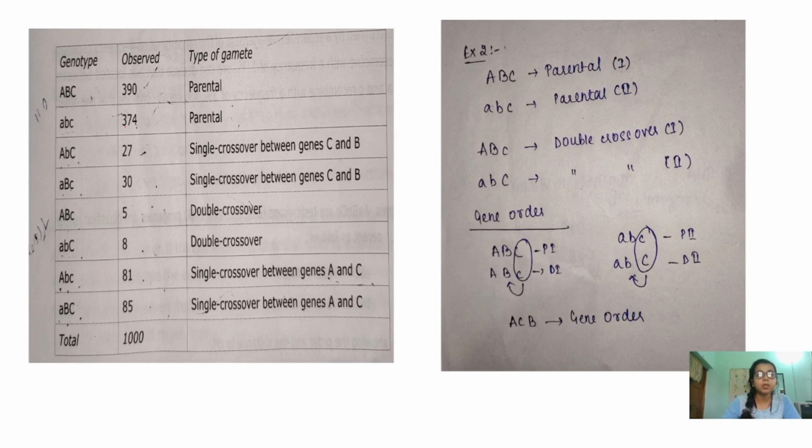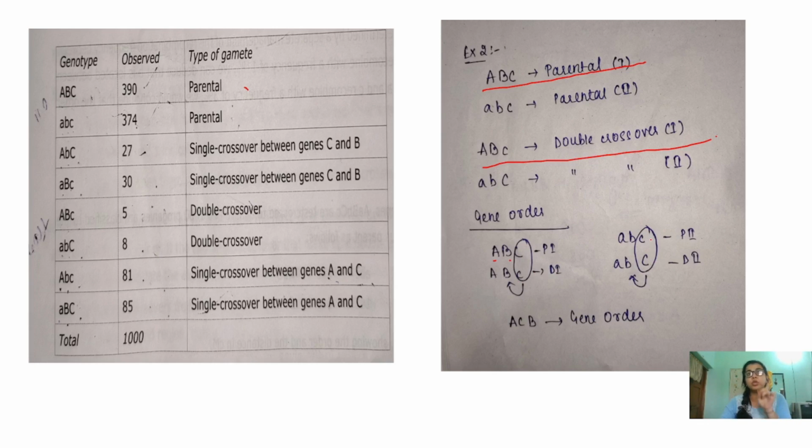See, this example is better. Suppose the parental genotypes are capital A, capital B, capital C and small a, small b, small c, and the double crossovers, which have the least numbers, are capital A, capital B, small c and small a, small b, capital C. What you need to do is compare parental type 1 with double crossover 1 and parental type 2 with double crossover 2. Here capital A, capital B and capital A, capital B are the same, but the difference occurs here, capital C, small c, and also here, capital C, small c.